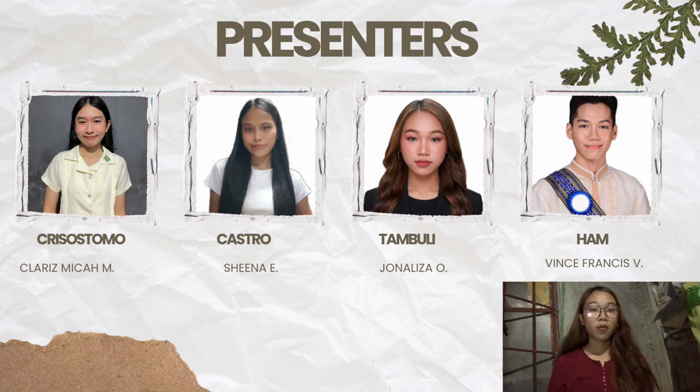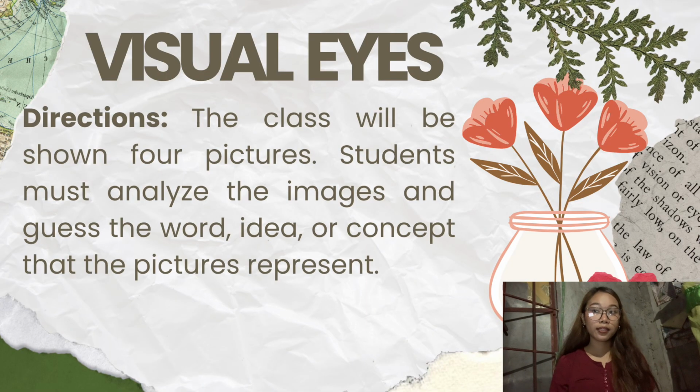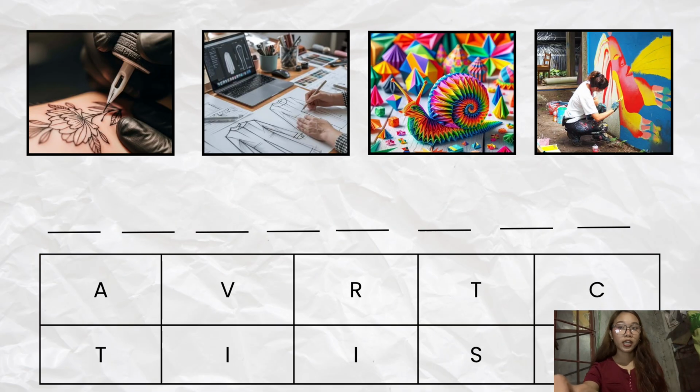Before we proceed to our discussion, we prepared an icebreaker called Visual Ice. So the directions: the class will be shown four pictures. Students must analyze the images and guess the word, idea, or concept that the picture represents. Are you ready? For the first images we have here, what do you think these images represent?